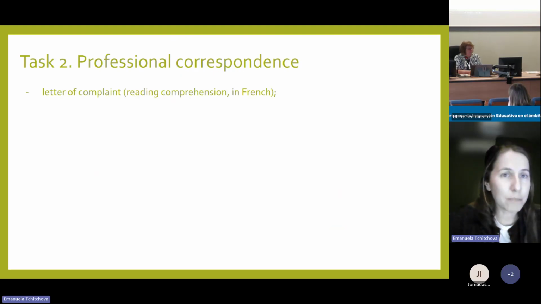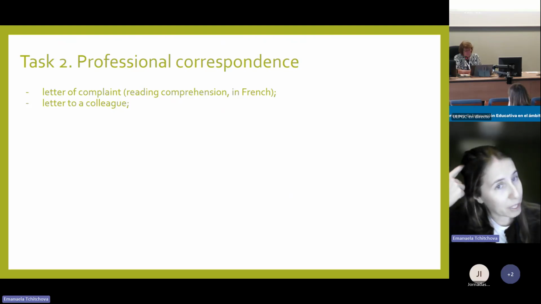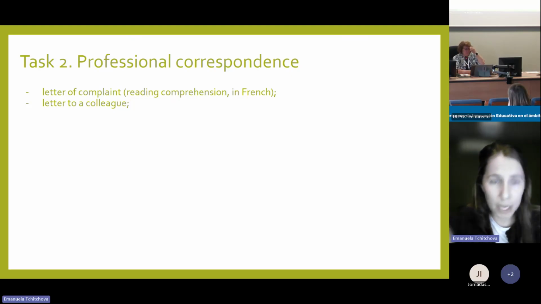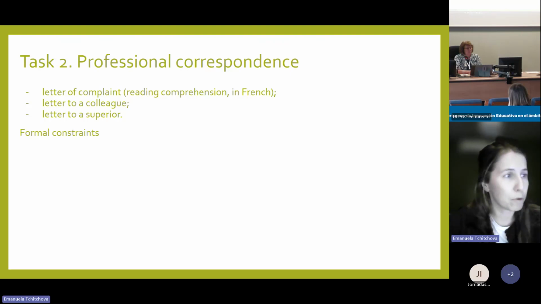For the second task, professional correspondence, there was a letter of complaint in French. It was proposed as a reading comprehension, and they had to produce a letter to a colleague in English asking for advice, and another letter to their boss proposing solutions to this situation. In both letters, they had to state what the complaint was.